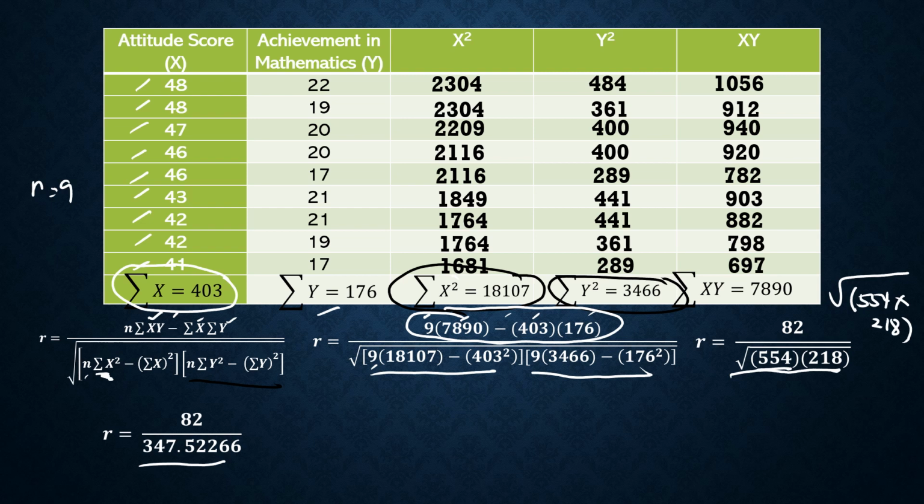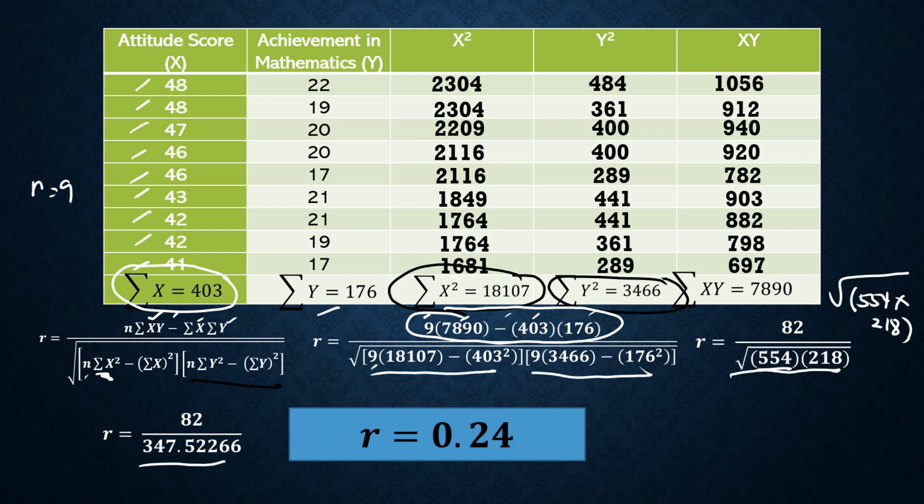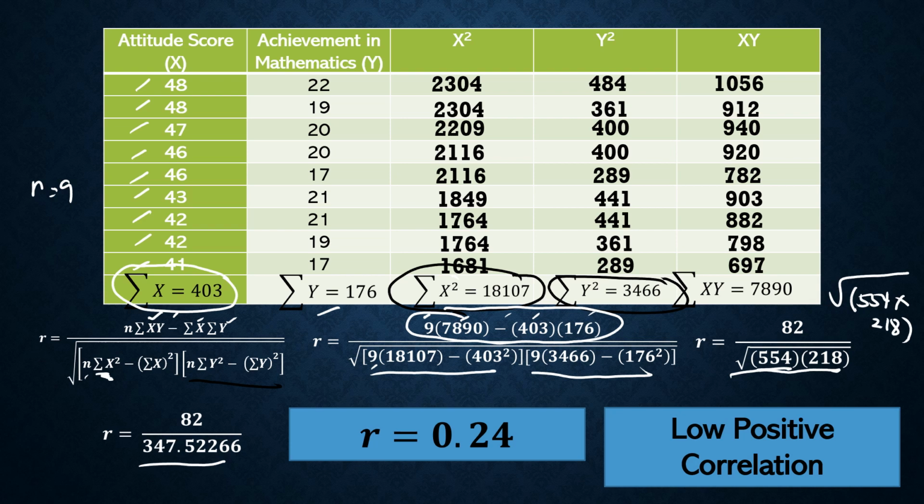Now, we can simplify the numerator by the denominator. 82 divided by 347.52266, we have r, which is equal to 0.24. If we take a look at our correlation scale, 0.24 lies in the range 0.21 to 0.40. And the interpretation for that is low correlation. And since this is positive, our interpretation will be low positive correlation. So it implies that there's only a low positive correlation between the attitude score and the achievement in mathematics of the students. Okay, let's now have the next one.